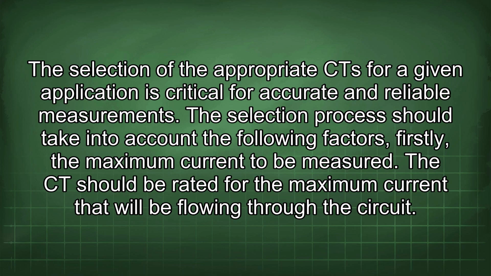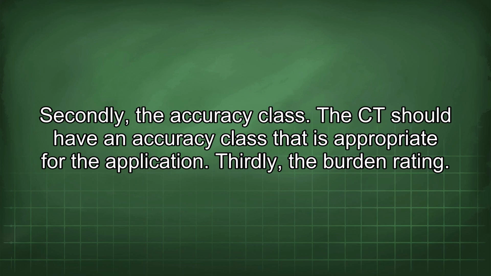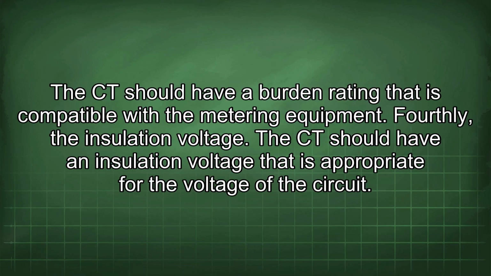Firstly, the maximum current to be measured. The CT should be rated for the maximum current that will be flowing through the circuit. Secondly, the accuracy class. The CT should have an accuracy class that is appropriate for the application. Thirdly, the burden rating. The CT should have a burden rating that is compatible with the metering equipment. Fourthly, the insulation voltage. The CT should have an insulation voltage that is appropriate for the voltage of the circuit.